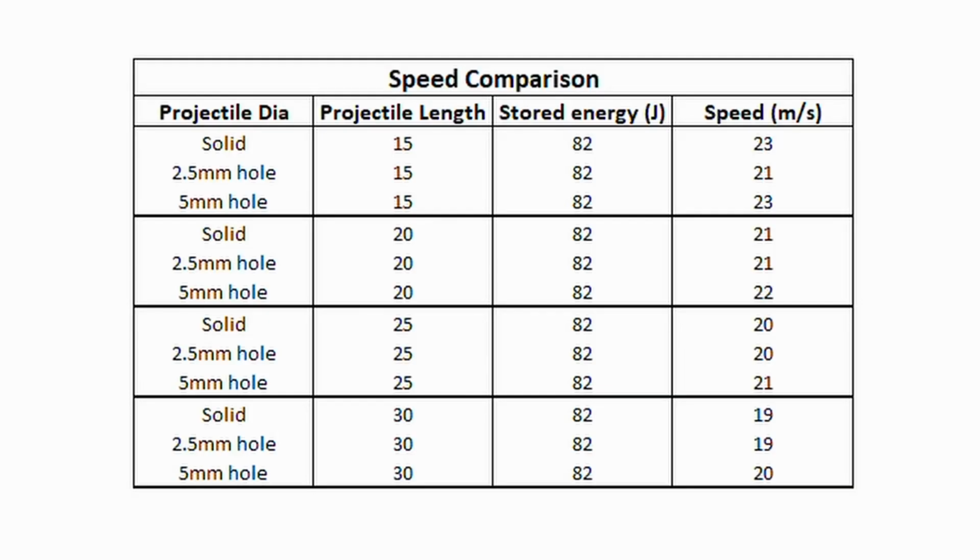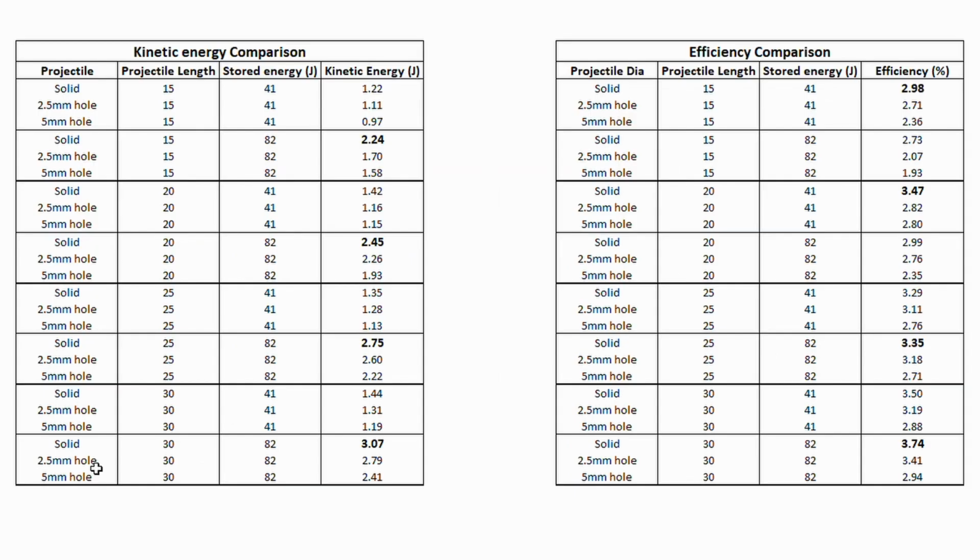The results revealed that when the centers were drilled out, the projectiles still managed to achieve the same speeds, but due to the material being removed and therefore having a lower mass, they had a lower kinetic energy. So it does appear a solid projectile is ideal. The solid projectile performed the best by far in both the kinetic energy and efficiency.